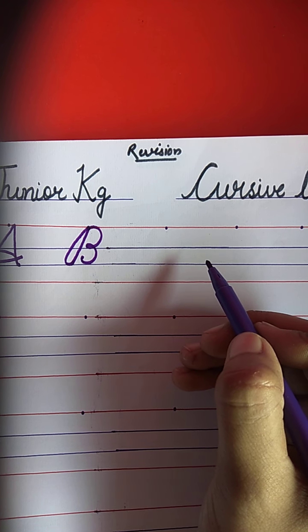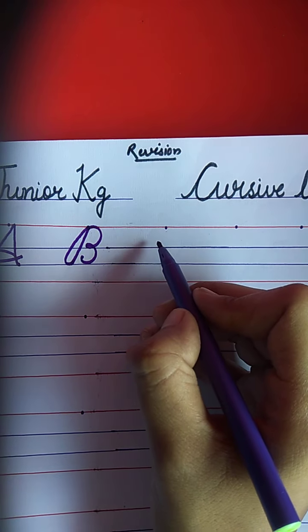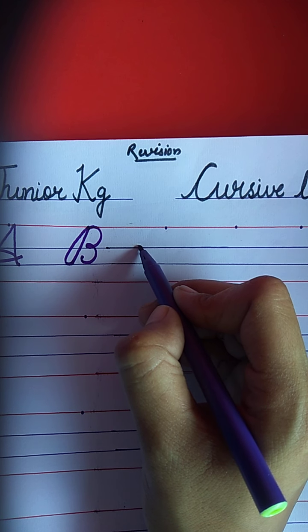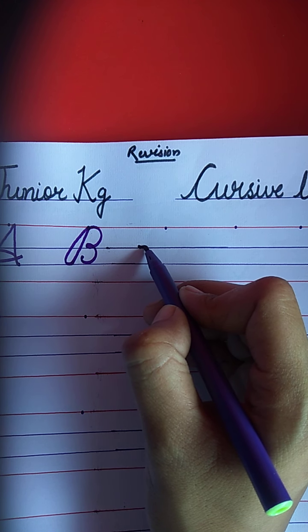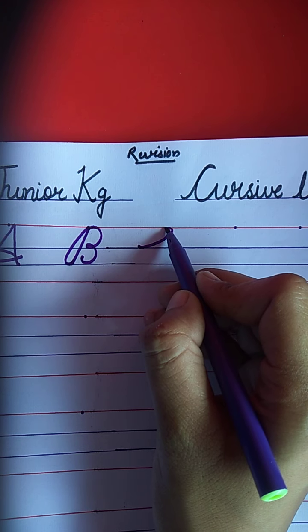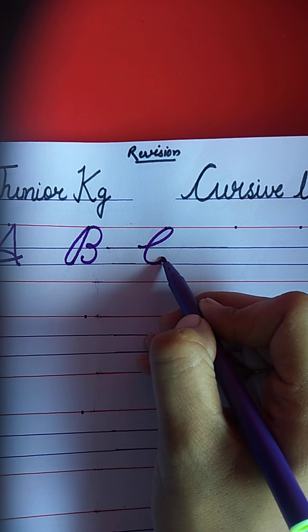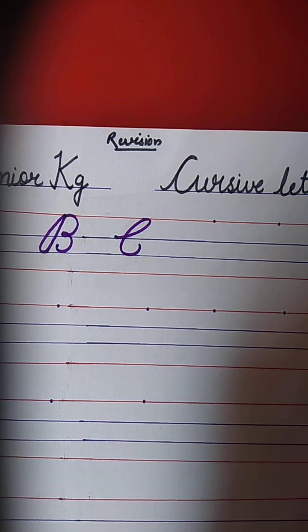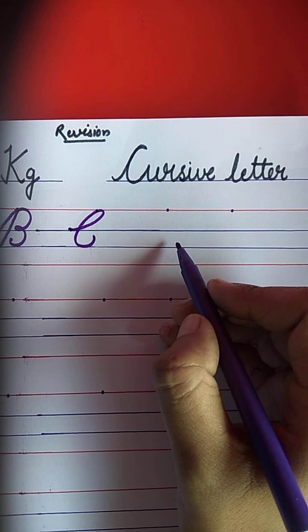C. C for cat. See here. Draw with me. Put your pencil on a blue line. Draw a curve and a semicircle. This is letter C. C for cat. What is the spelling of cat? C A T. Cat. Now the next letter is D.